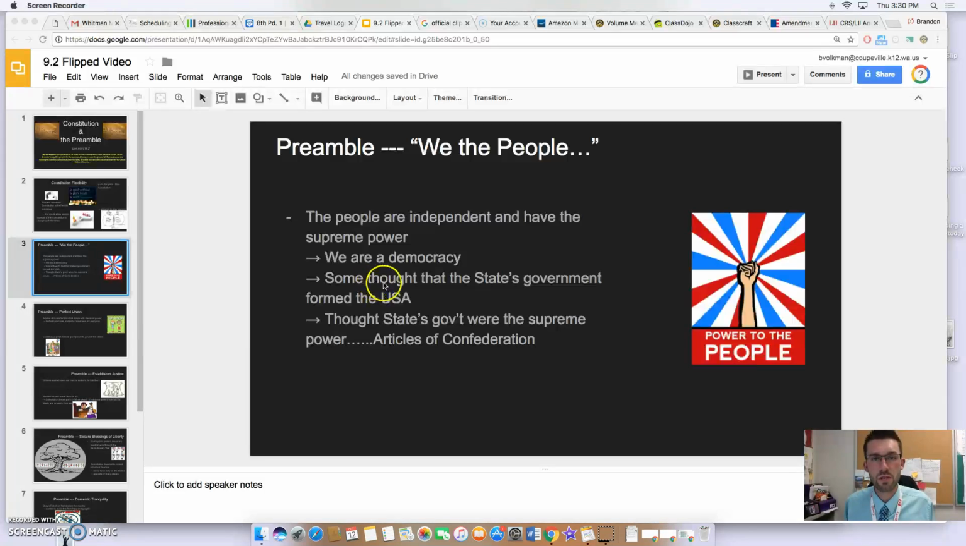Before the Constitution was formed, it was thought that it was the government of the states, the individual states themselves, that made up our country. It was thought that they had the supreme power. That was through the Articles of Confederation. But this was wrong. It is each individual citizen that allows the government to have the power. Without us, the government has no power at all.